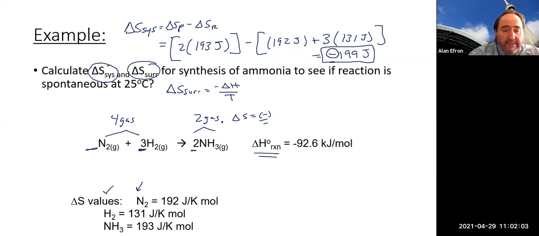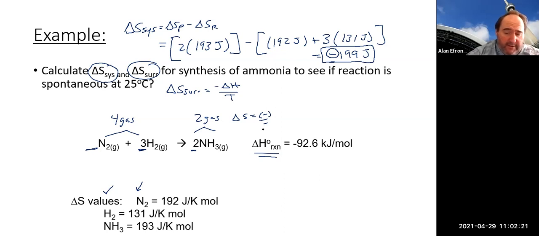Also, a reminder that this does not tell us necessarily that this reaction is non-spontaneous, because the delta S here is negative for the system. So remember, we need to get to the universe really to determine that. So the other aspect of the universe is the surroundings.